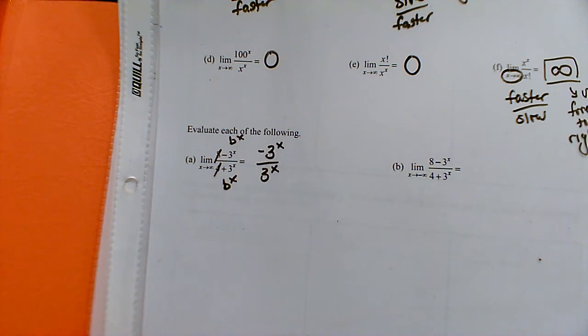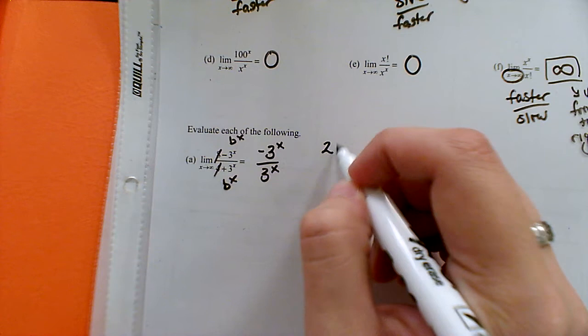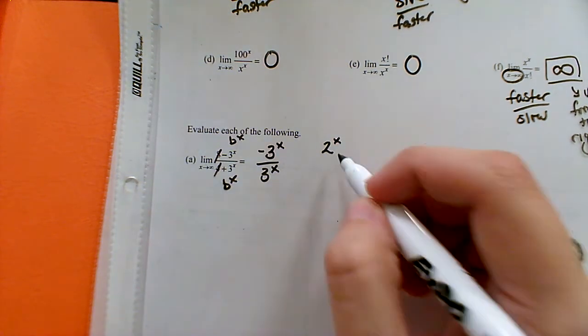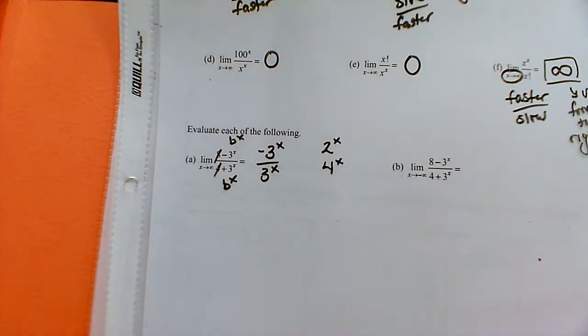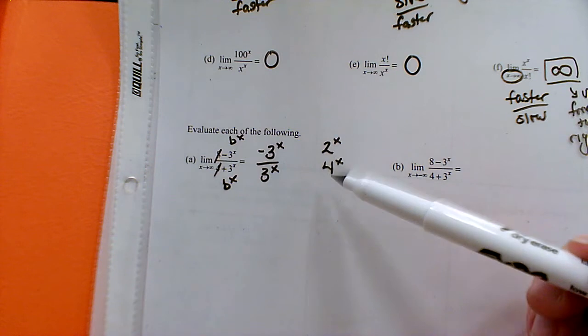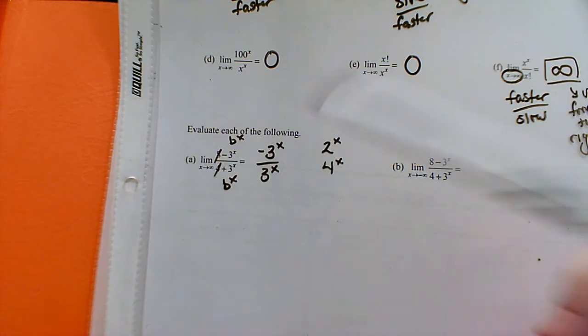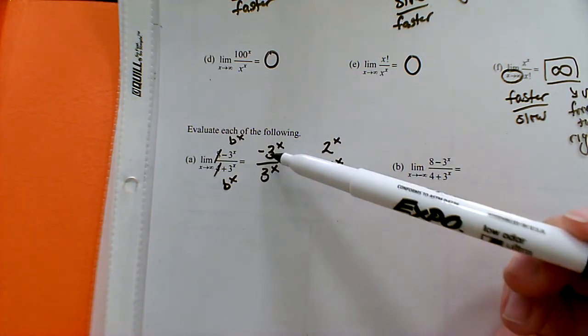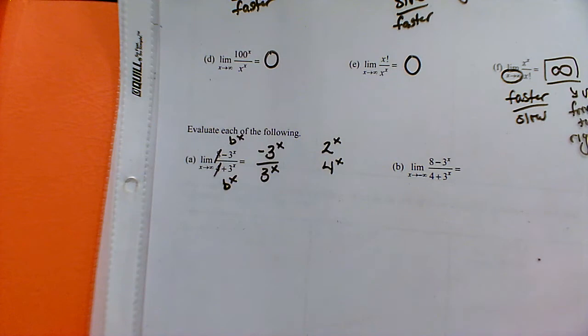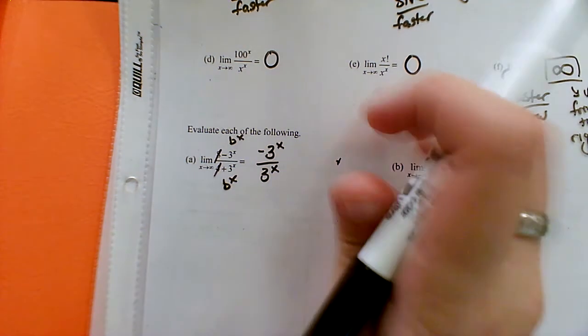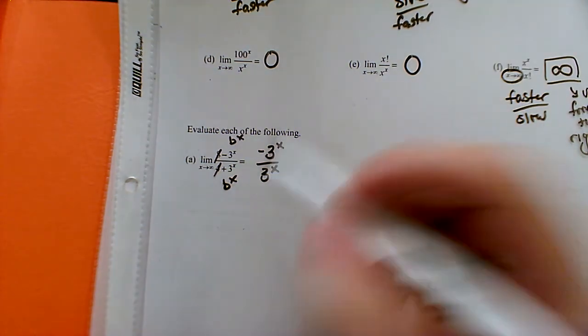Now in our table, we saw that 2 to the x grew slower than 4 to the x because the base of 2 was smaller than the base of 4. But do you notice how in this case the bases are the same? You have them both as 3. So they are growing at the same rate.